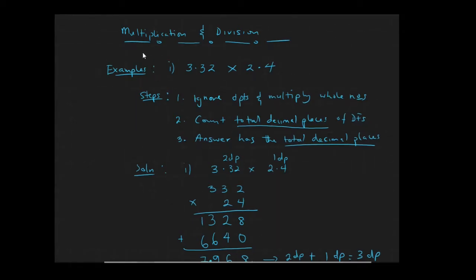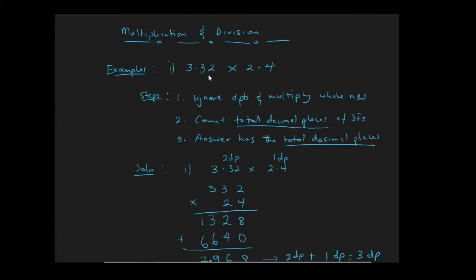In order to perform multiplication and division operations on decimal fractions, we also need to keep a few things in mind. First, we'll multiply the fractions by ignoring the decimal points. So we'll treat the numbers as if there were no decimal points, and then we'll multiply them as usual. Second, we'll count the total decimal places of the decimal fractions together.